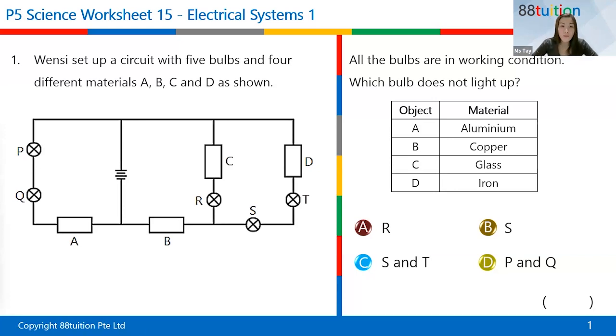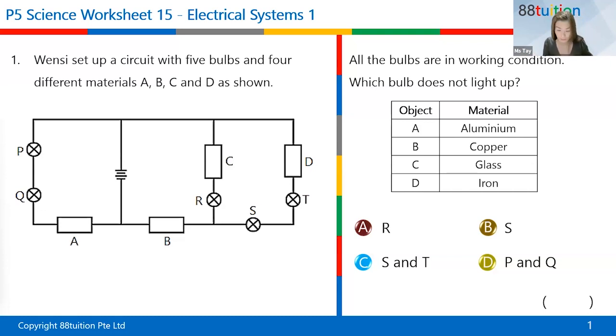Wensi set out a circuit with 5 bulbs, and then there are 4 different materials, A, B, C, and D as shown. So when you look at these questions, and you see the objects A, B, C, D and the material they are made of, it shouldn't be too difficult now, right? When I had not gone through the whole topic with you, you probably didn't know what to do. But now that we have completed the topic, you should be able to see that some of them here are actually conductors of electricity, and some of them are actually insulators. Insulators do not allow electricity to pass through them.